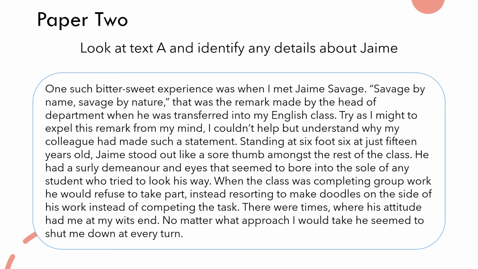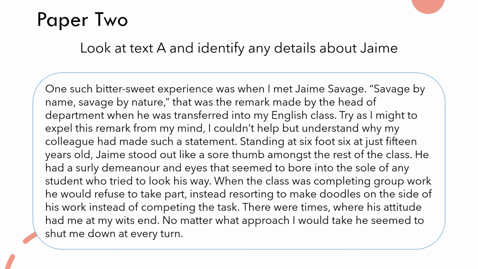So it says then, "One such bittersweet experience was when I met Jamie Savage. Savage by name, savage by nature." That was the remark made by the head of the department when he was just transferred into my English class. "Try as I might to expel this remark from my mind, I couldn't help but understand why my colleague had made such a statement. Standing at 6'6" at just 15 years old, Jamie stood out like a sore thumb amongst the rest of the class."